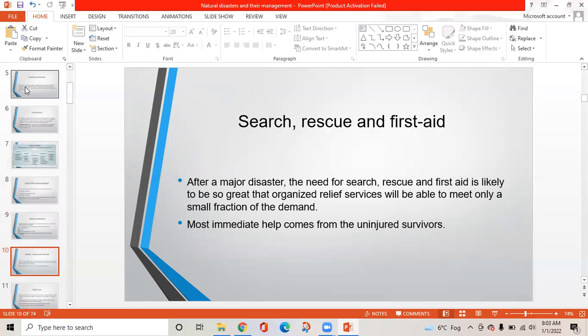Now, what is search, rescue, and first aid? After a major disaster, the need for search, rescue, and first aid is likely to be so great that organized relief services will be able to meet only a small fraction of the demand. Most immediate help comes from the uninjured survivors.